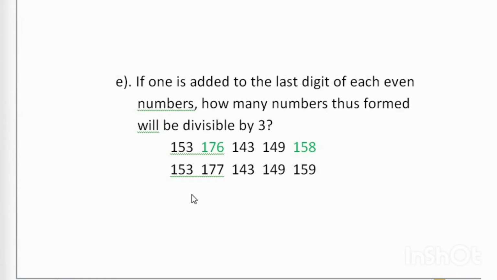So how many numbers thus formed will be divisible by 3? Only 3 numbers. The numbers are 153, 177 and 159. So only 3 numbers thus formed will be divisible by 3.